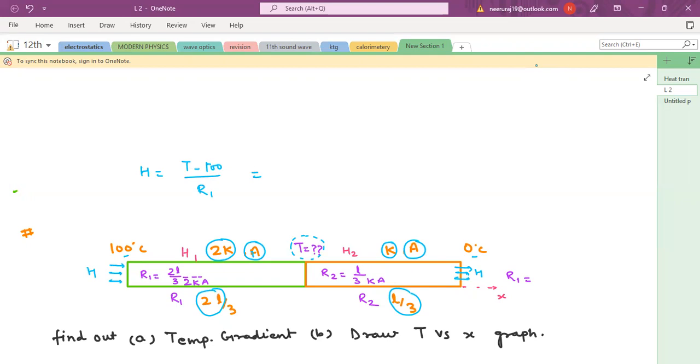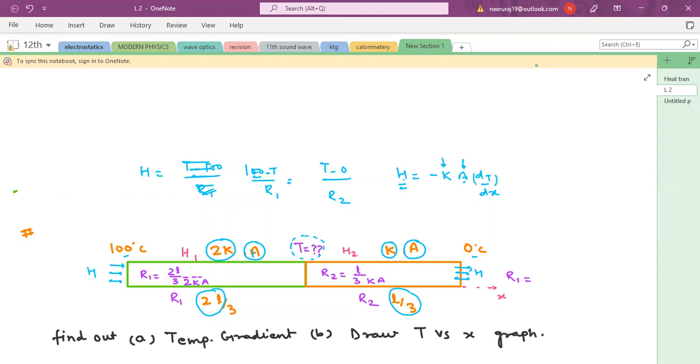Actually, you write it like 100 minus T by R1. Similarly, here you can write T minus 0 by R2. So both have the same heat current. The temperature gradient in both rods cannot be the same, because when you write the formula of heat current, it says H equals minus K A dT by dx, right? Both have the same H and the same A, but K is different, so both rods' K are different.